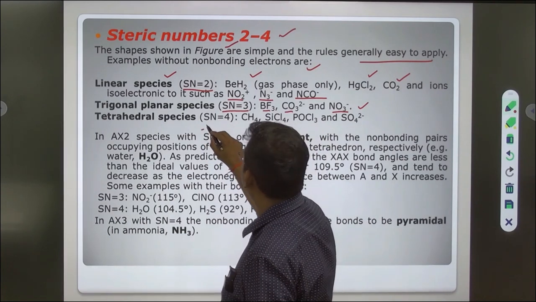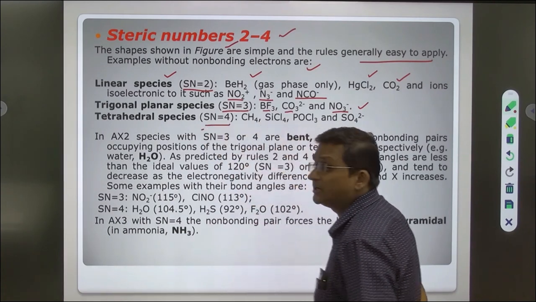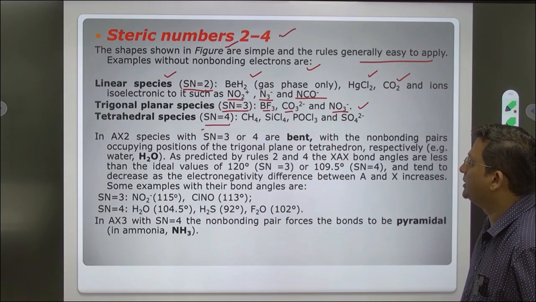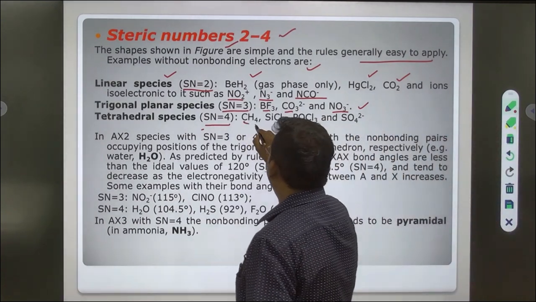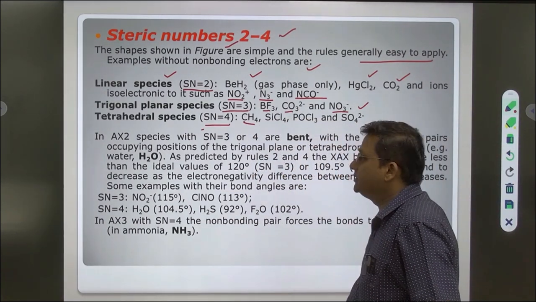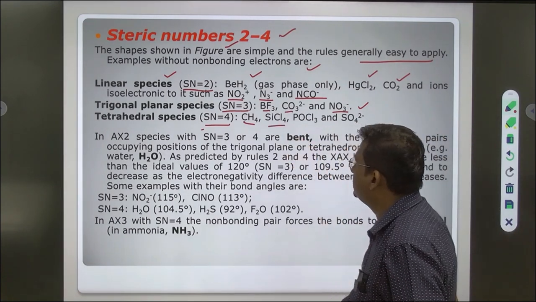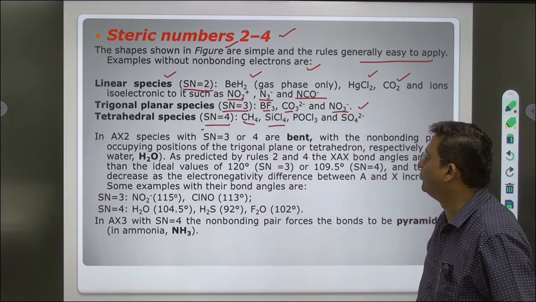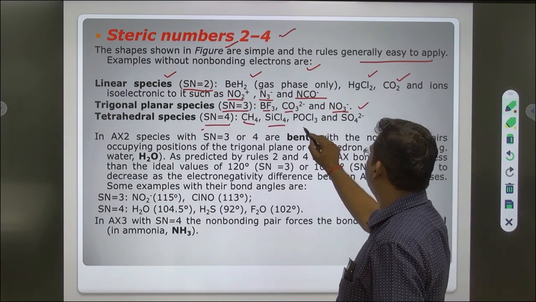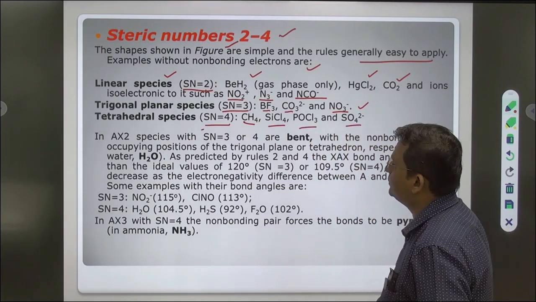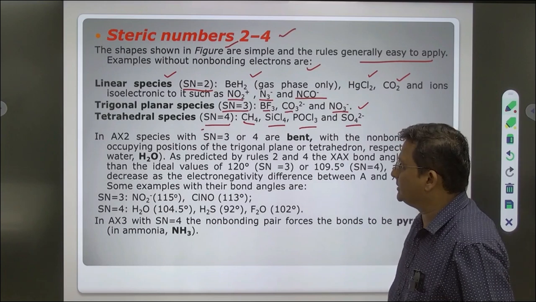Tetrahedral species are where the steric number is 4. This forms methane CH4, zirconium chloride, SiCl4, POCl3 and SO4 2 minus.